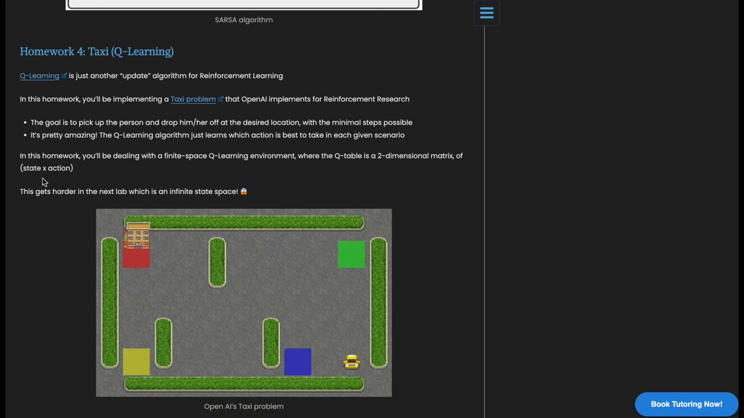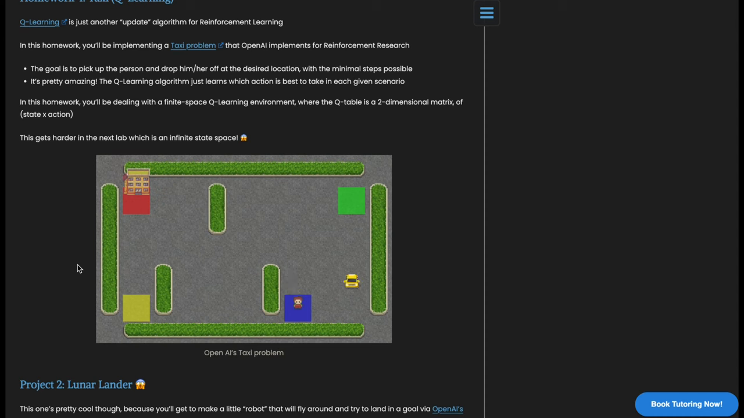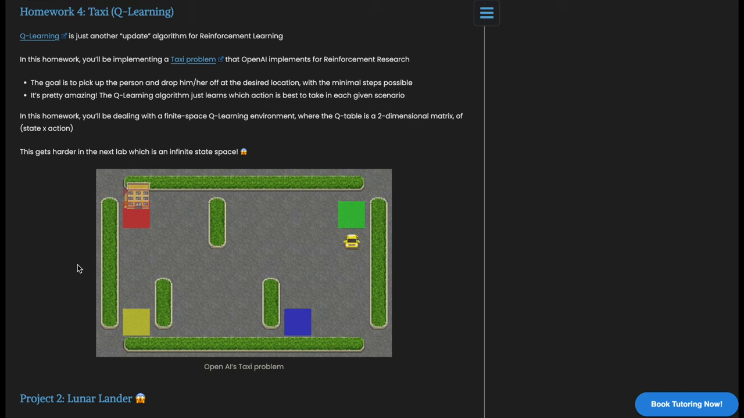All right, so now homework number four is a taxi problem. Same idea with OpenAI. You use this other problem they have called taxi to train your taxi to pick up people and drop them off where they're supposed to go. And in this case, you're using Q learning. So I guess Q learning is just another way to update the algorithm for reinforcement learning. Whereas SARSA, the one for homework three, is another one. So you can pick and choose, I guess. But for homework four, you're supposed to do Q learning, which again, you'll use in the project two coming up.